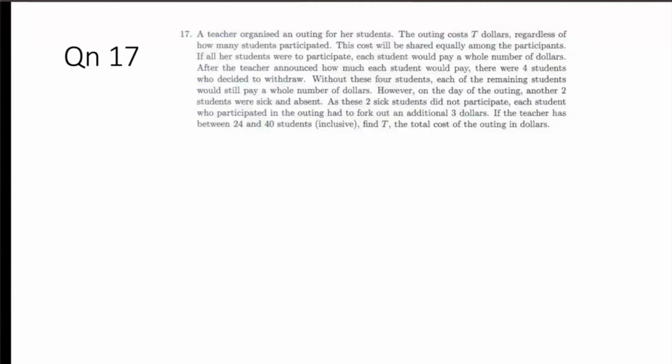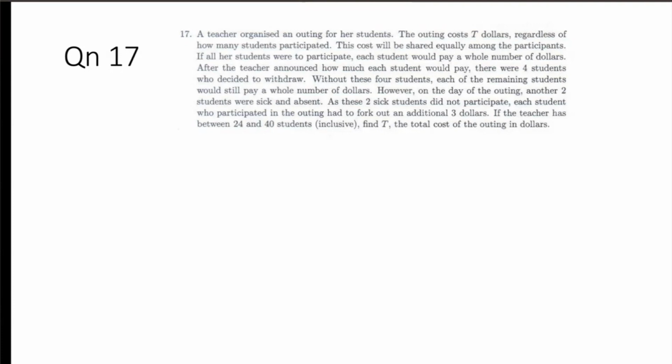Moving on to question 17. A teacher organized an outing for her students. The outing cost $T, regardless of how many students participated. This cost will be shared equally among the participants. If all her students were to participate, each student will pay a whole number of dollars. After the teacher announced how much each student would pay, there were 4 students who decided to withdraw.